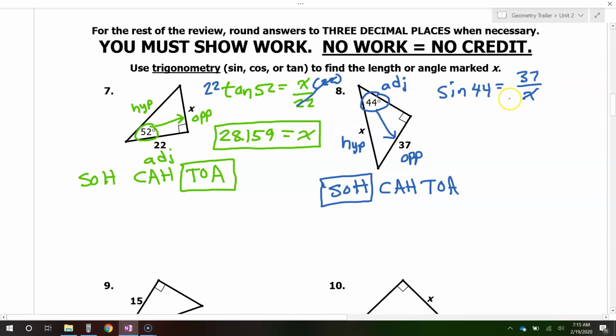So, do we multiply, swap, or inverse? When the variable is in the numerator, we multiply. When the variable is in the denominator, we swap. So we're going to take these and swap them. The x is going to end up over here, and then we will have 37 over sine 44. All right, these two things swap. And then this is something that I can put in the calculator.